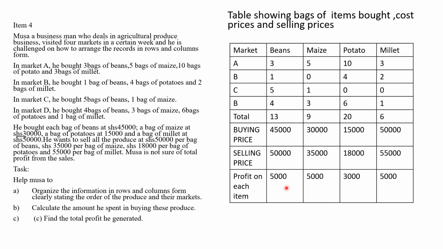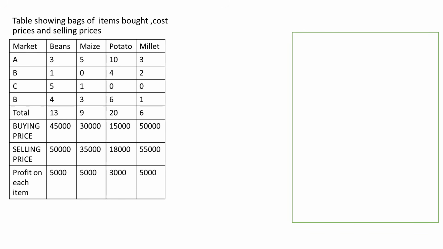Profit is equal to selling price minus buying price, and 50,000 minus 45,000, I get 5,000. Then 35,000 minus 30,000, I get 5,000. And then 18,000 minus 15,000, I get 3,000. 55k minus 50k, I get 5k. So that's how I summarized my scenario like that. Then I came here, the same table.